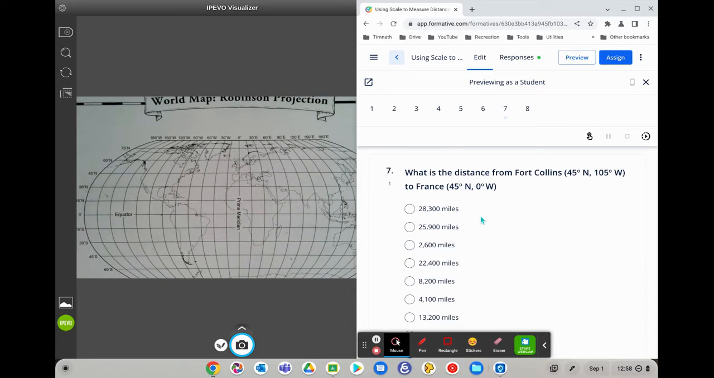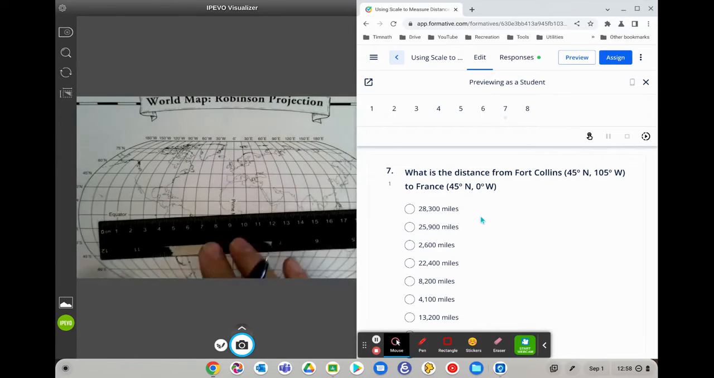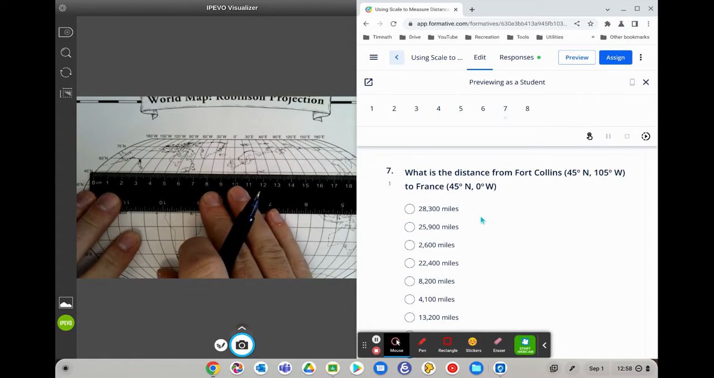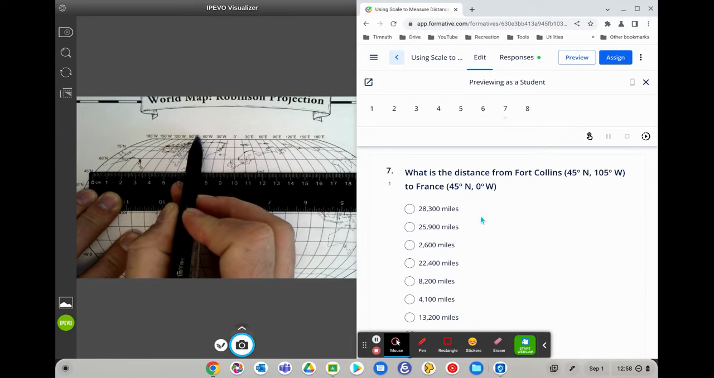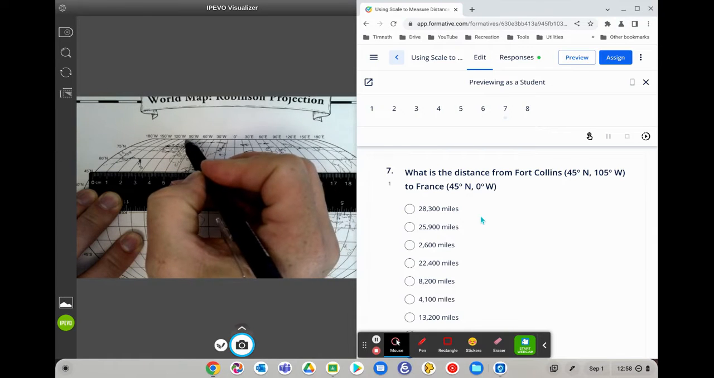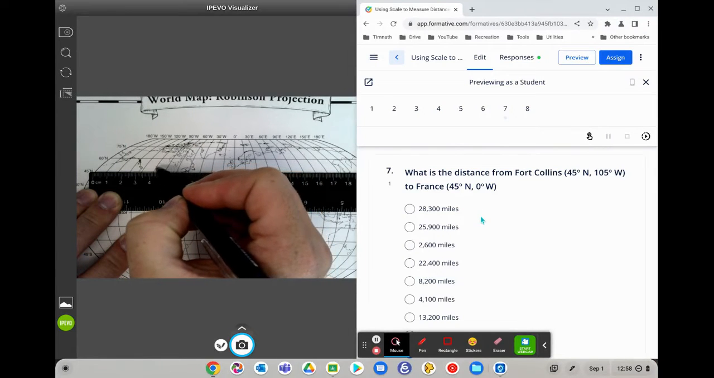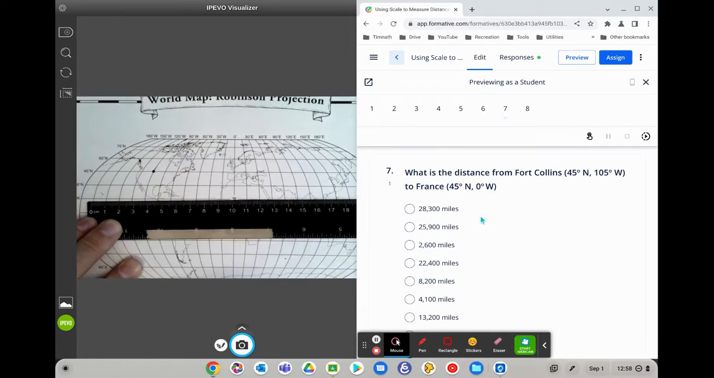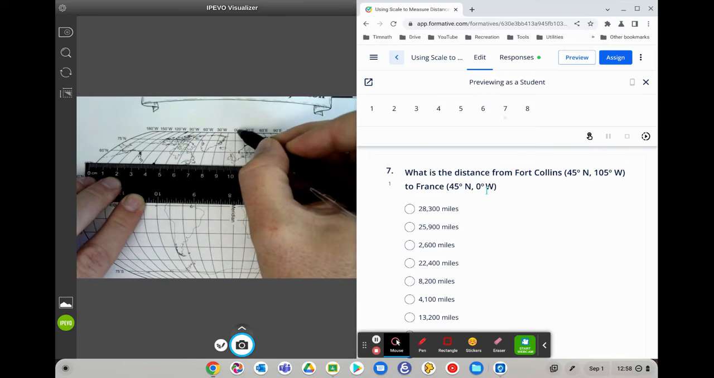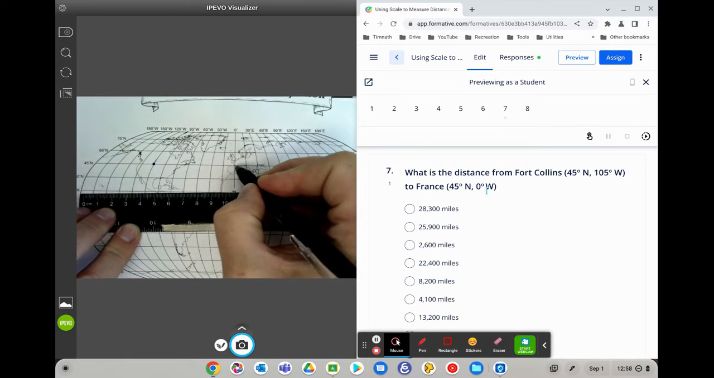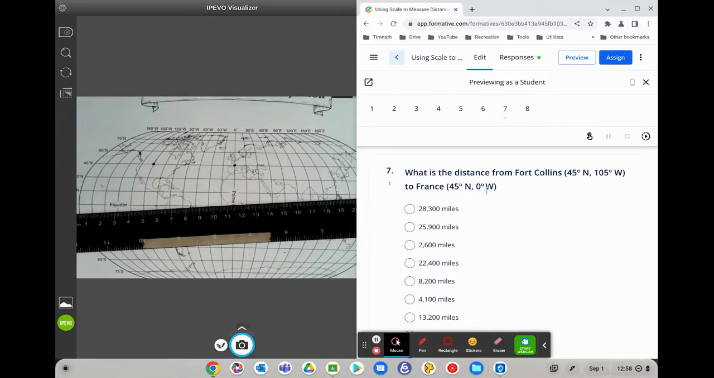So the first step of solving this problem is finding those coordinates. So we're going to find 45 degrees north, 105 degrees west. Well, I'm placing the ruler on the 45 degrees north line. 105 degrees west would be halfway between 90 degrees west and 120 degrees west. So it's this line. I'll follow that curve down until I hit 45 degrees north, and I'll plot my first coordinate. The second coordinate, 45 degrees north, 0 degrees west, is on the same line of latitude. I'll just go down now to 0 degrees, work down, and plot the coordinate at 45 degrees north, 0 degrees west. We now have our two coordinates.